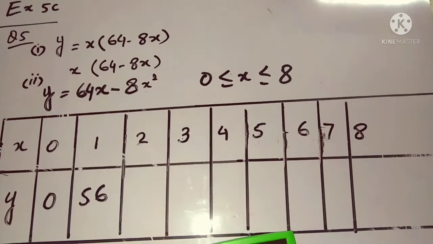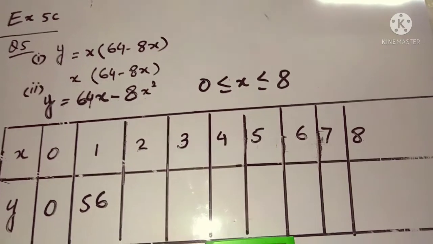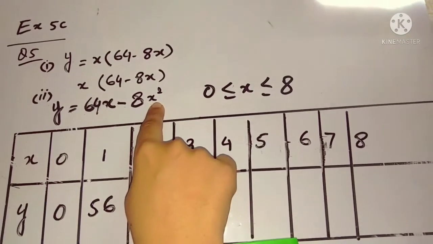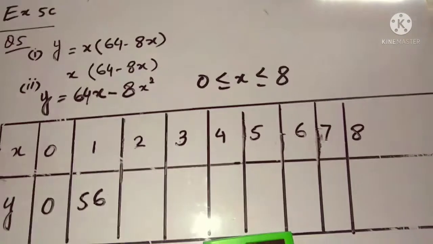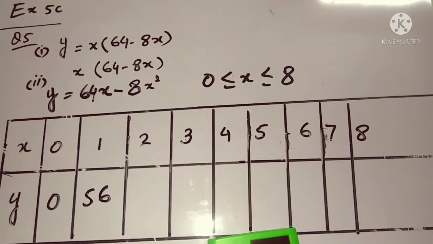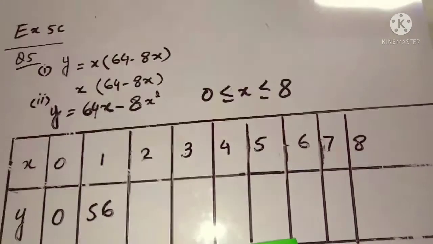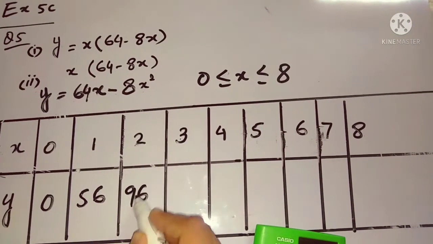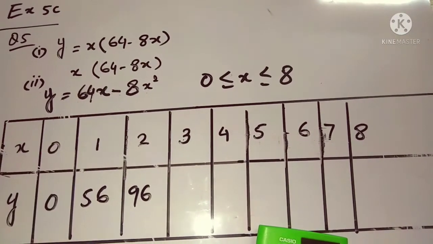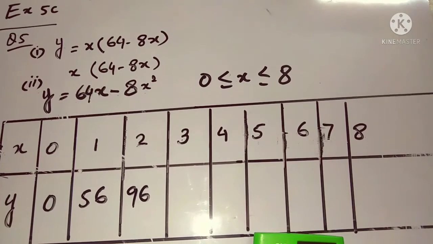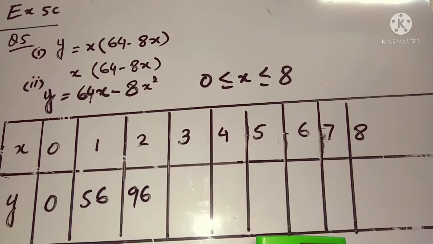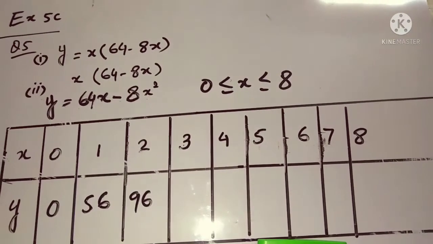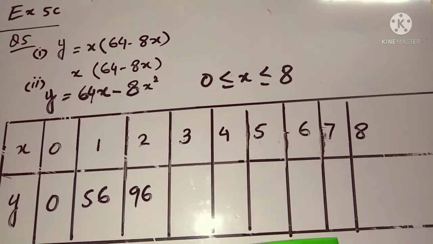Alright, now put 2 over here. 64 twos are 128, and 2 twos are 4 and 4 eights are 32. When you subtract 32 from 128, you will get 96. Okay, now let's put 3. 64 threes are 192, and when you take the square of 3, 3 threes are 9 and 9 eights are 72. So when you subtract 72 from 192, you will get 120.